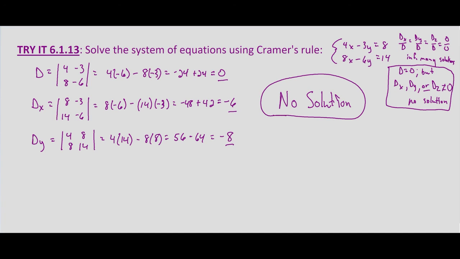But in this case, both of the variable determinants were values other than 0, and the determinant for the coefficients was 0, and therefore there is no solution to the system of equations.